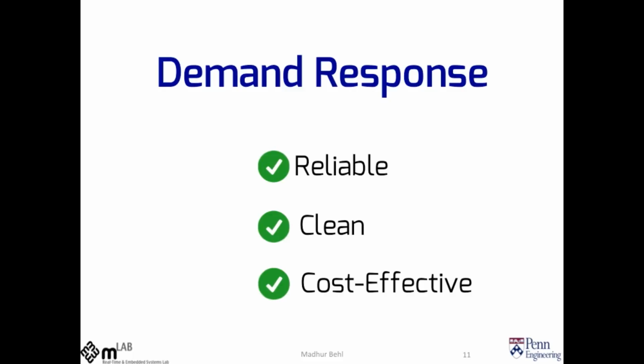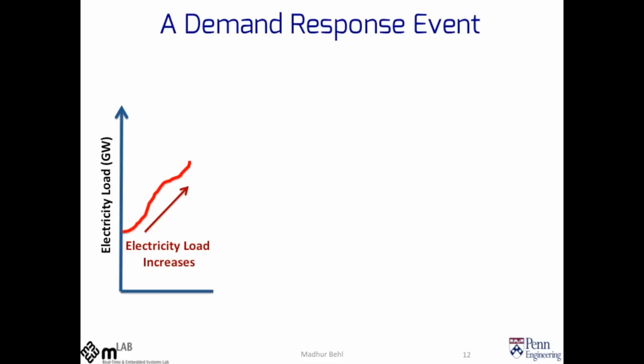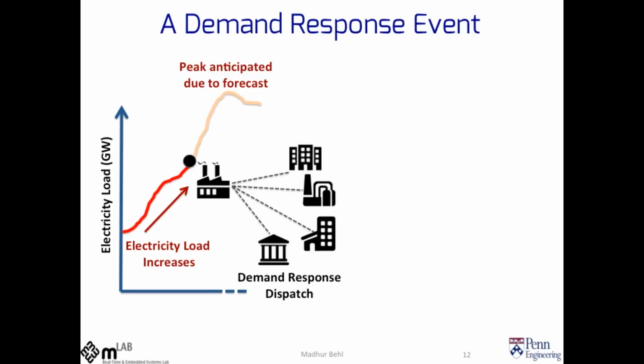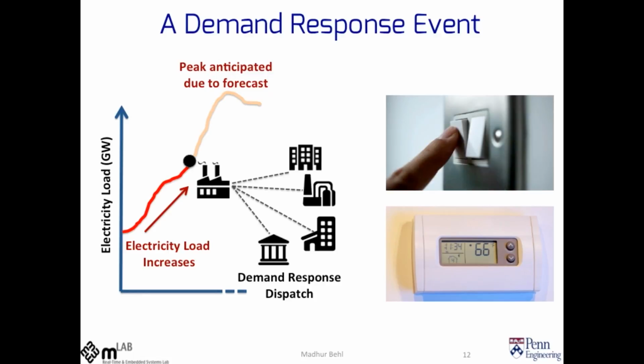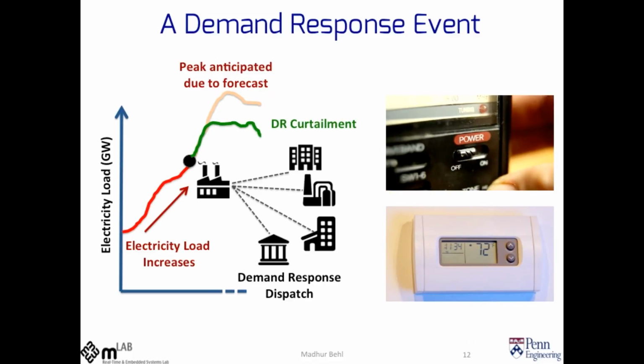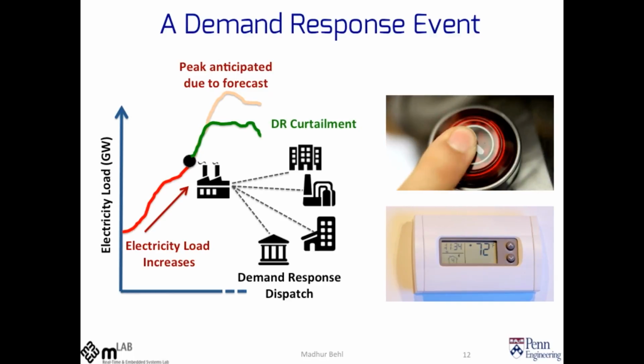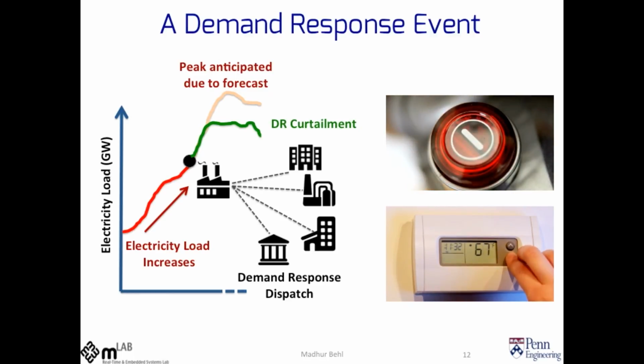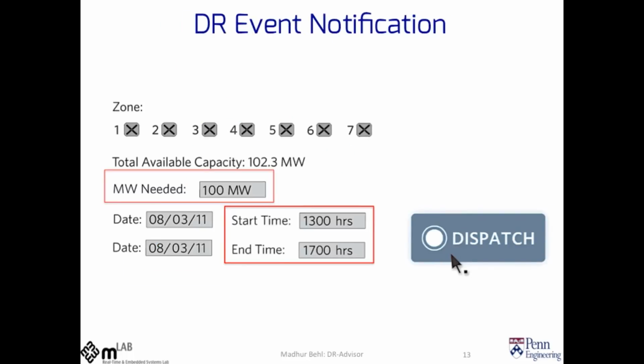And the idea behind DR is the following: as the generator experiences the load increase on the grid, he anticipates that there's going to be a peak in the near future. So at this point in time, the utilities and the generators dispatch a DR request, or demand response request, to the end users or the consumers of electricity, asking them to figure out ways to shed their non-essential electrical load. And as a result of their participation, the peak is avoided and it results in a curtailed response. And the utilities then reward the end users for their participation in helping to maintain grid reliability and avoiding the peak. And this is what a DR event notification looks like.